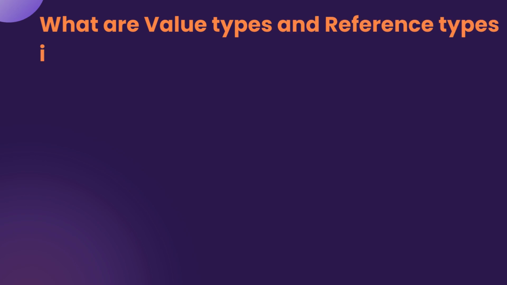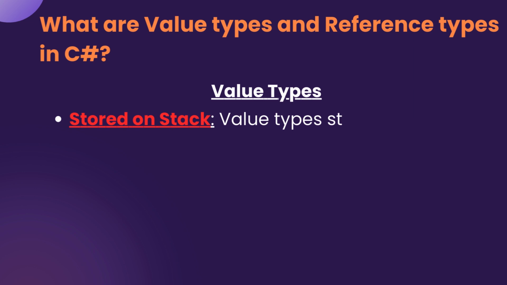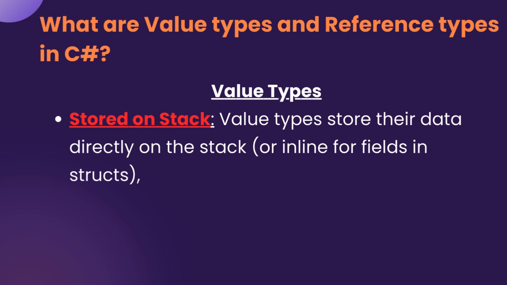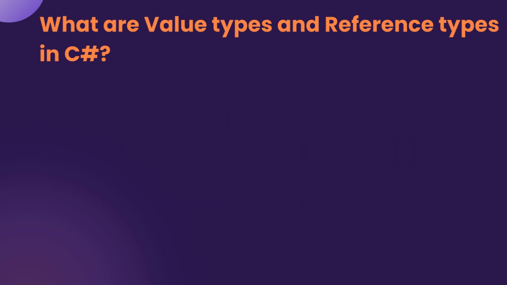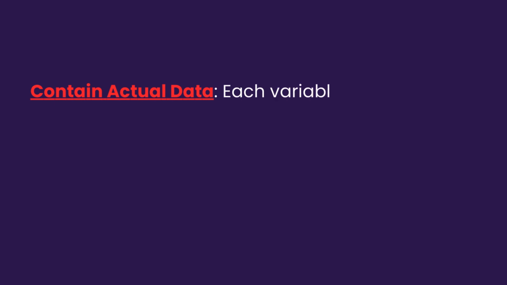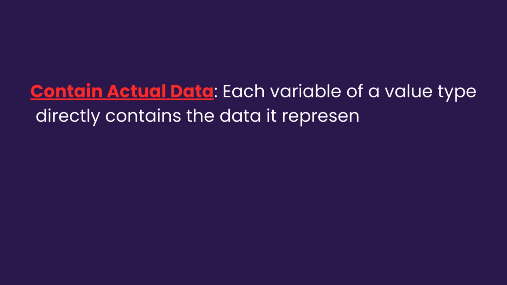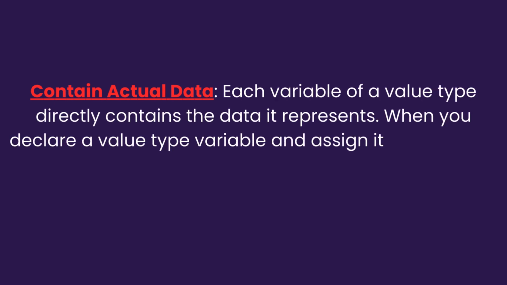What are value types and reference types in C#? Value types are stored on the stack. Value types store their data directly on the stack, or inline for fields in structs, which is a region of memory that manages function call stacks. They contain actual data: each variable of a value type directly contains the data it represents.